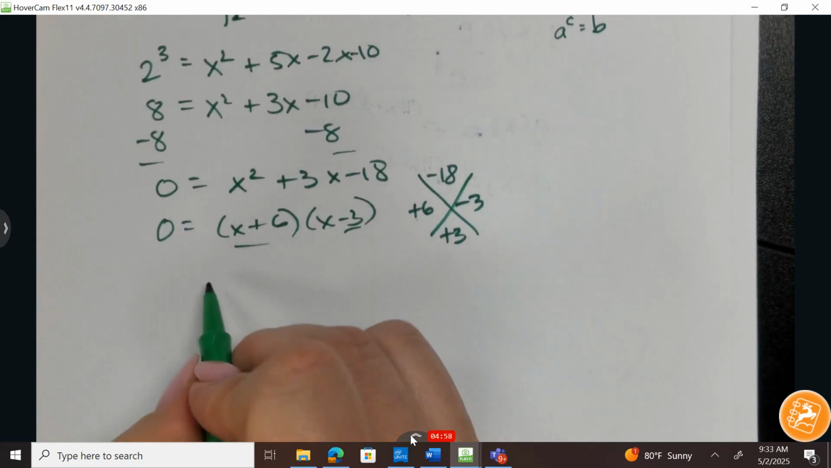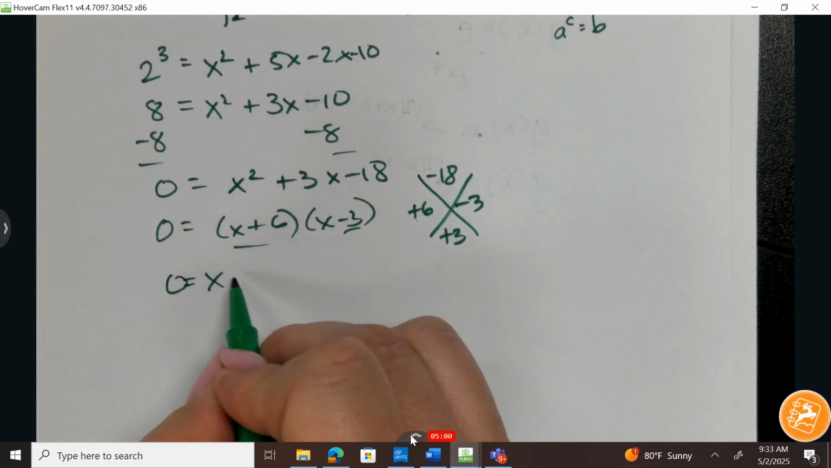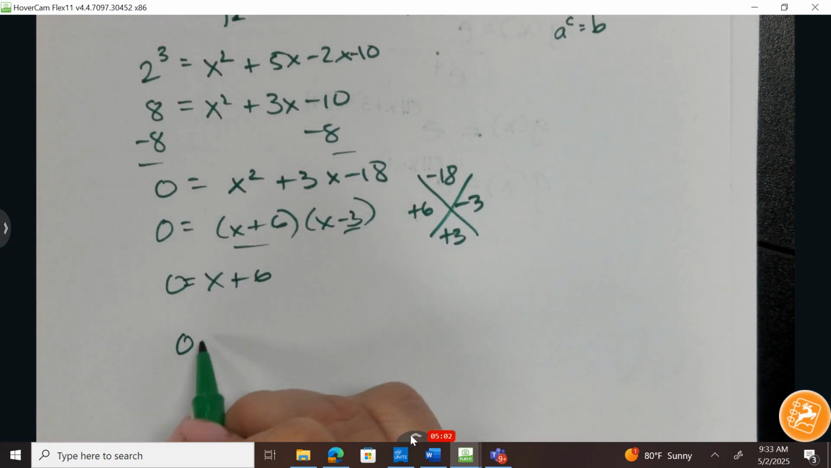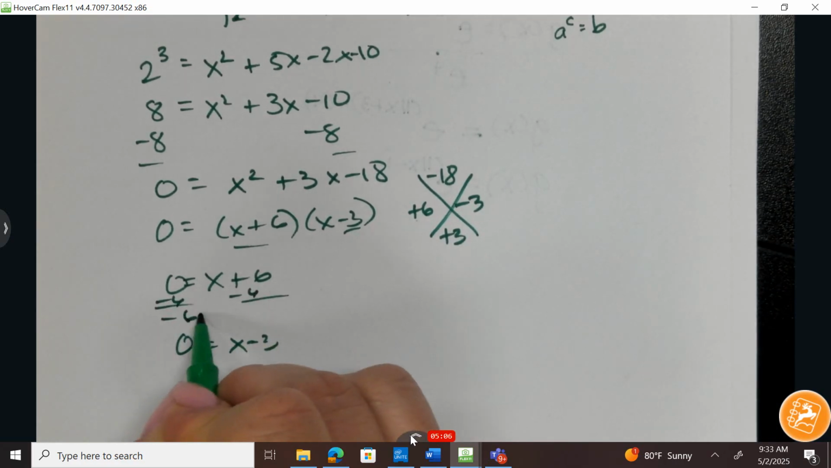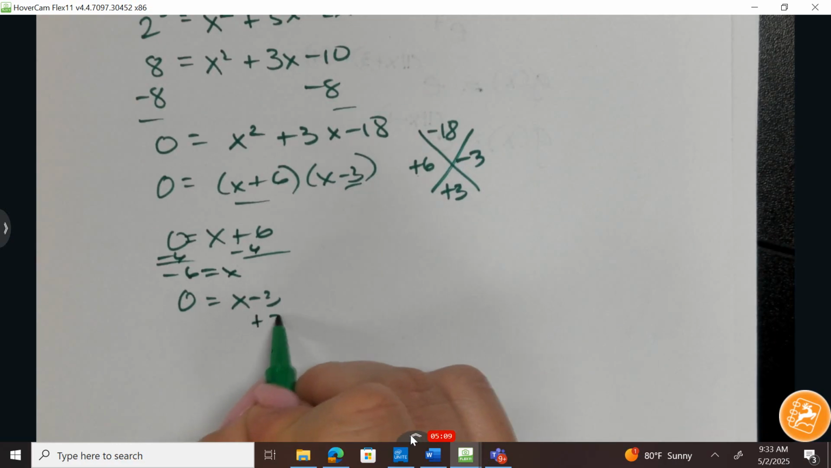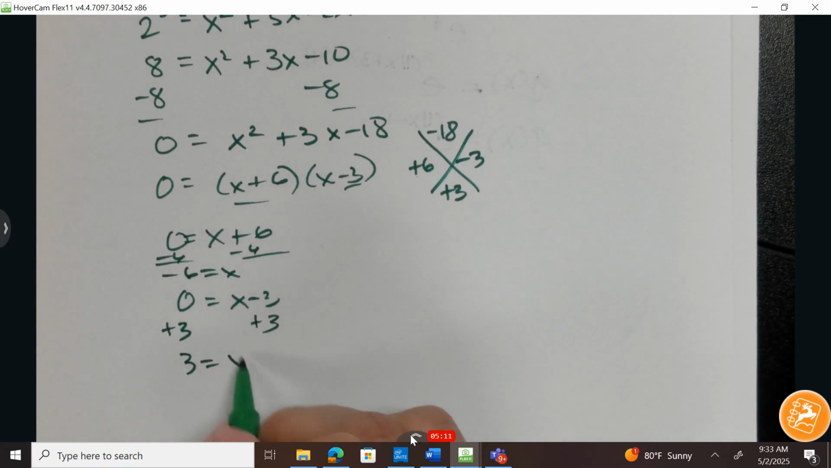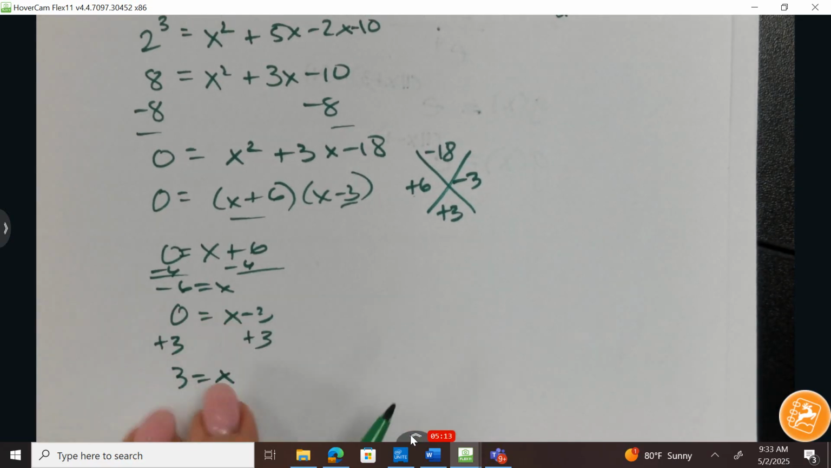I'm going to take each of these quantities and set them equal to 0 and solve. Remember to show all of your steps. So I have negative 6 is equal to x, and I have positive 3 is equal to x. Now don't assume that just because it's negative or it's positive, it will be a solution for this equation, or would it be an extraneous solution?